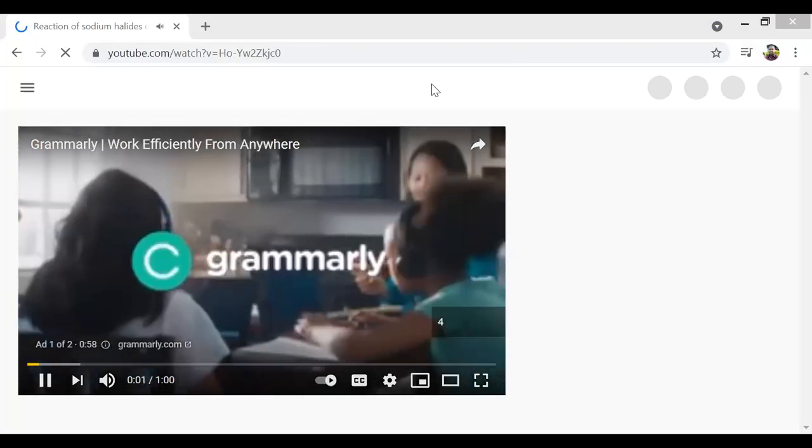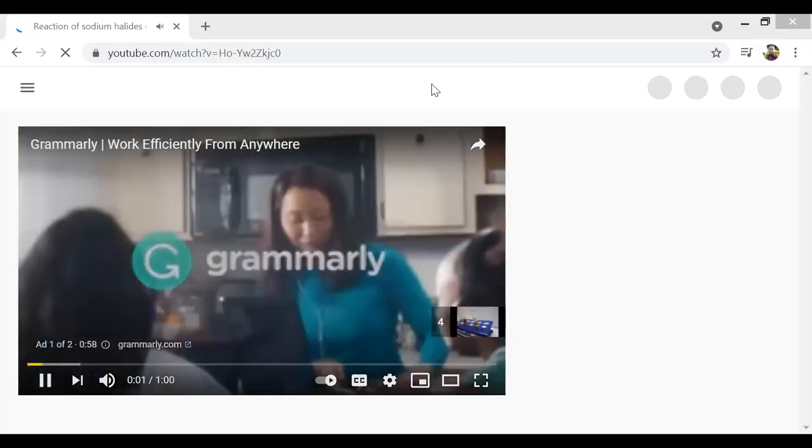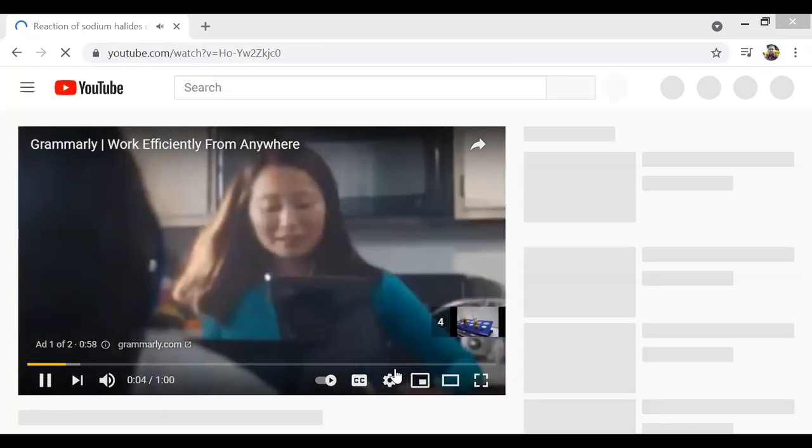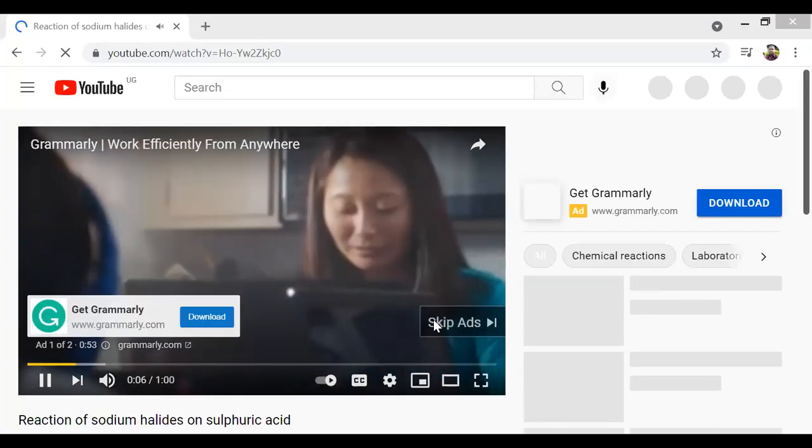Grammarly is your personal writing assistant for clear emails, confident messages, stronger essays, and more. Because sometimes the kitchen.